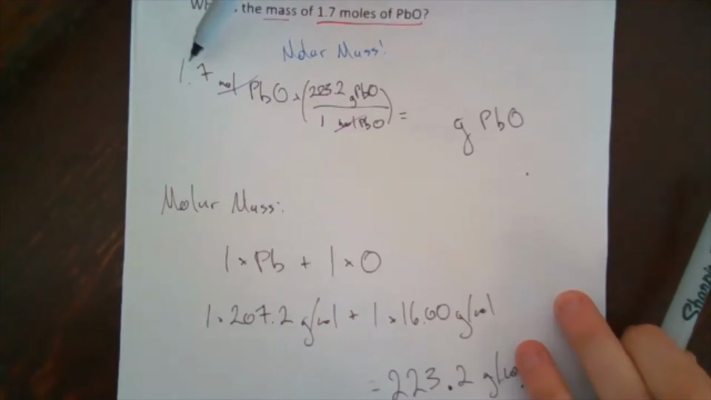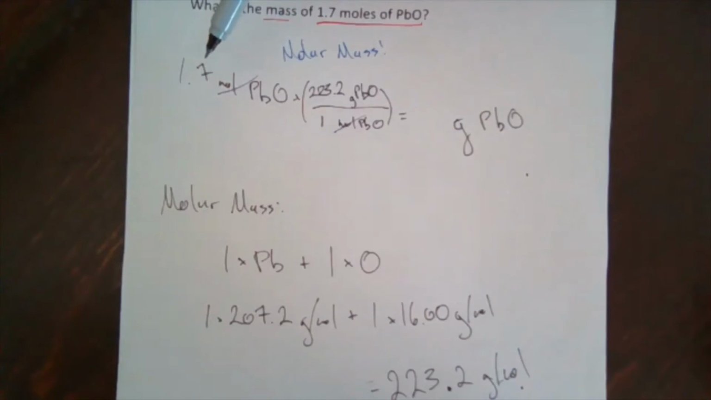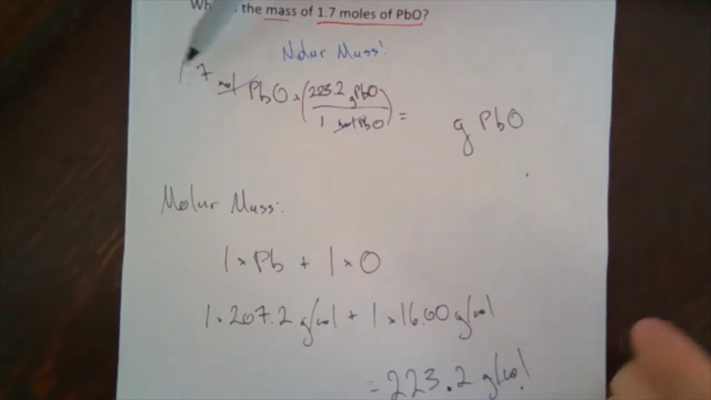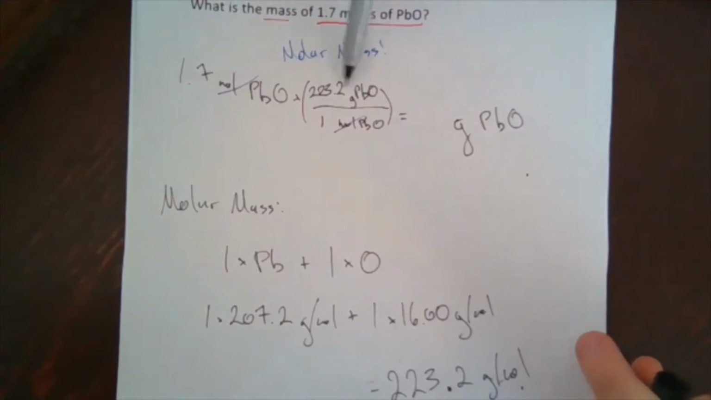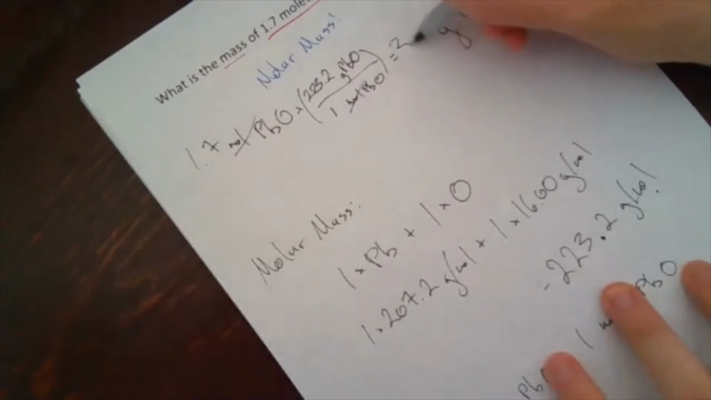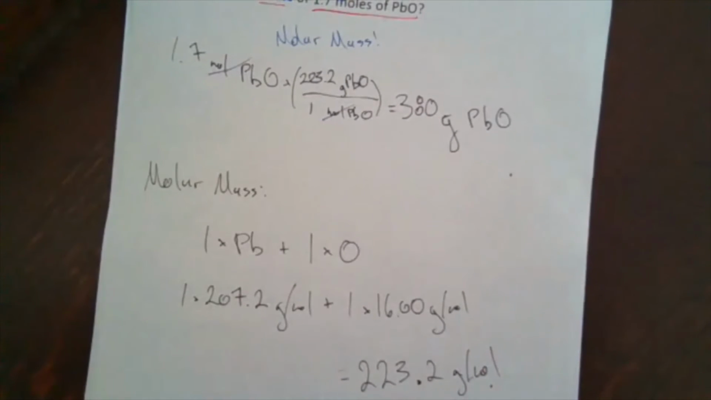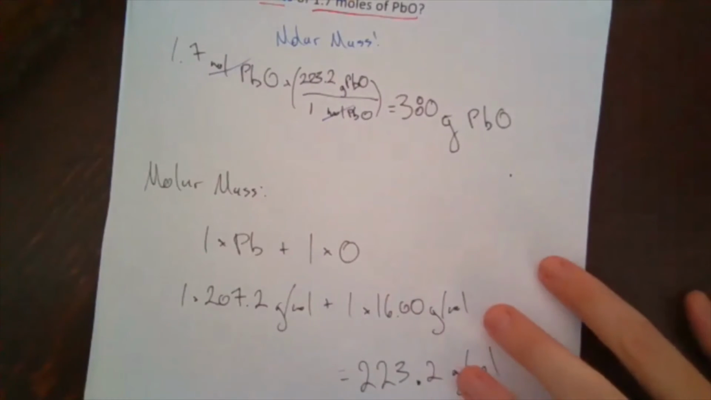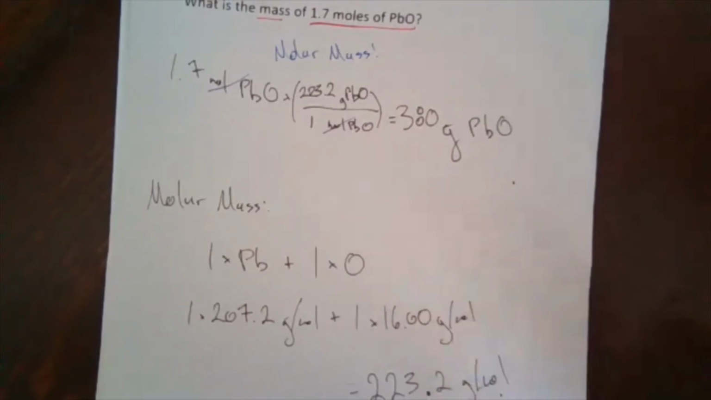One of the things you want to note, sig figs can get a little tricky here. This is actually only 2 sig figs, right? That's 2 digits. There are 4 sig figs in this bad boy. 2 is definitely going to win. 380 grams of PbO, which is lead 2 oxide. So the molar mass lets us do this conversion.